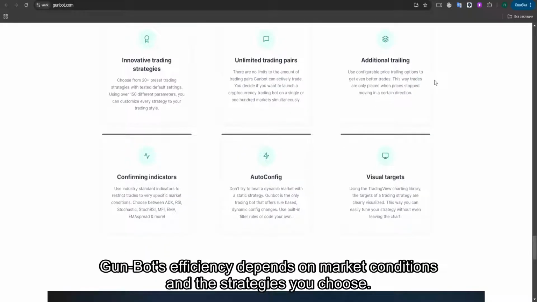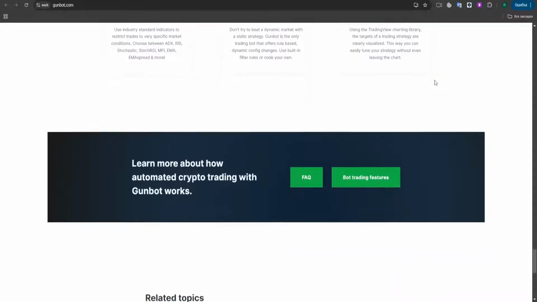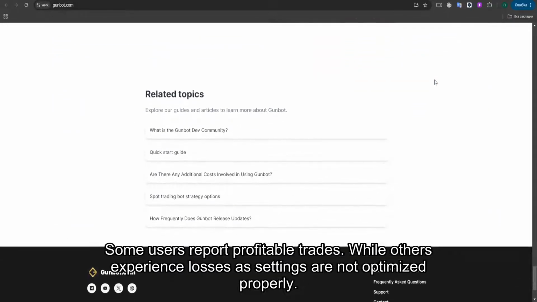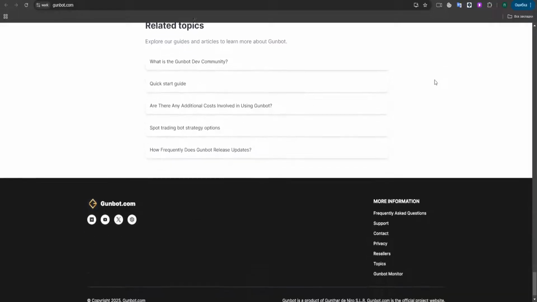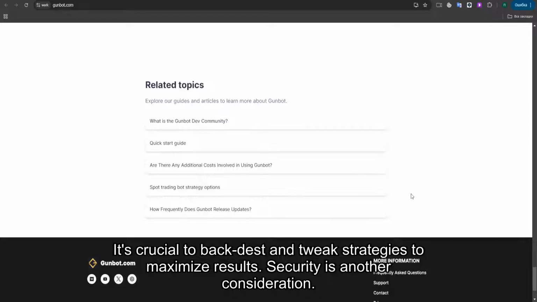Performance-wise, Gunbot's efficiency depends on market conditions and the strategies you choose. Some users report profitable trades, while others experience losses as settings are not optimized properly. It's crucial to backtest and tweak strategies to maximize results.